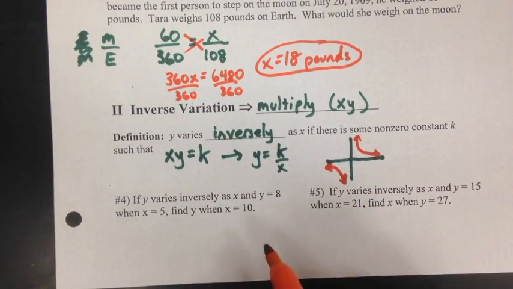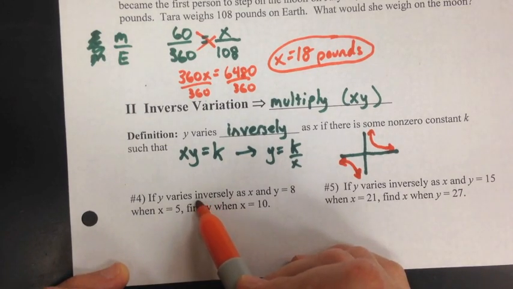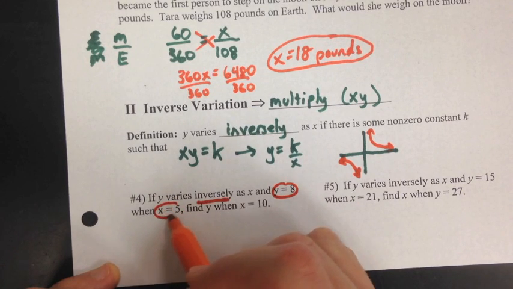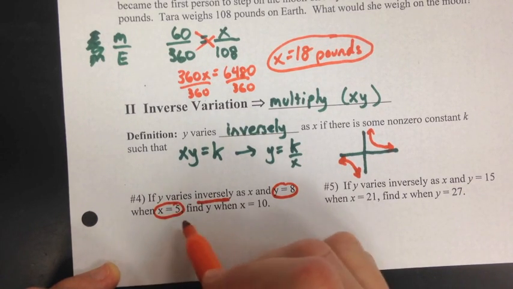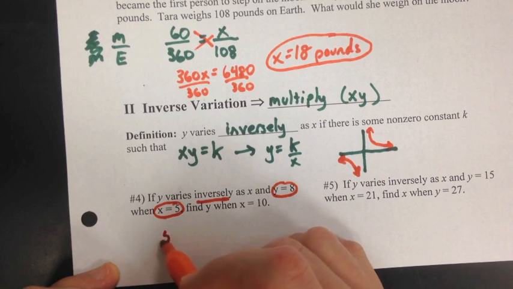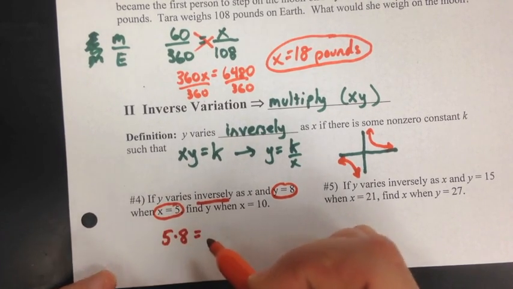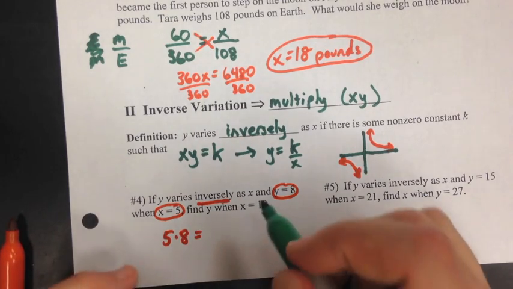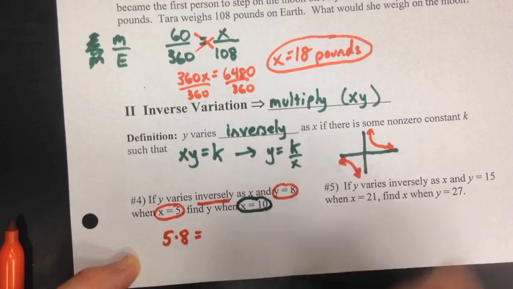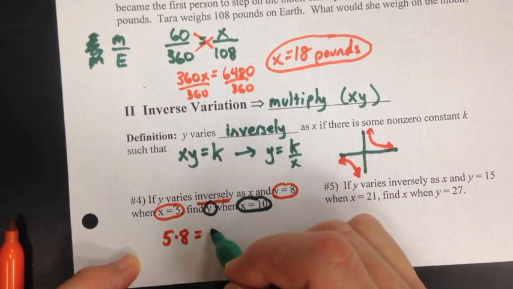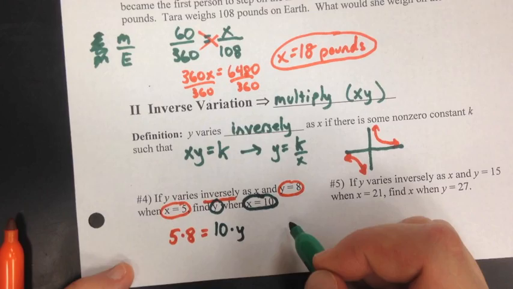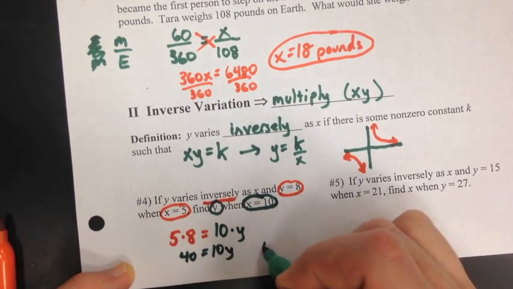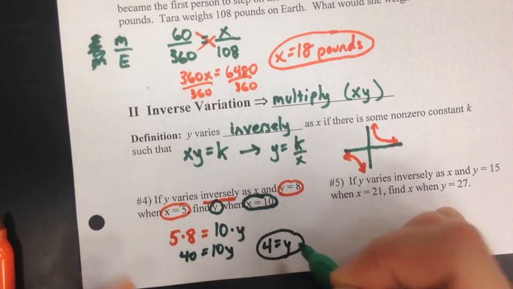So number 4, if y varies inversely as x, that means we're going to multiply. Y equals 8 when x equals 5. So I'm going to do 5 times 8. It doesn't matter the order that you multiply. X times y or y times x doesn't make a difference. Find y when x equals 10. So the second situation, we've got x is 10, but we don't know the y. Let's write that as 10 times y. Now we solve, we get 40 equals 10y. Divide by 10, and we get 4 is equal to y.